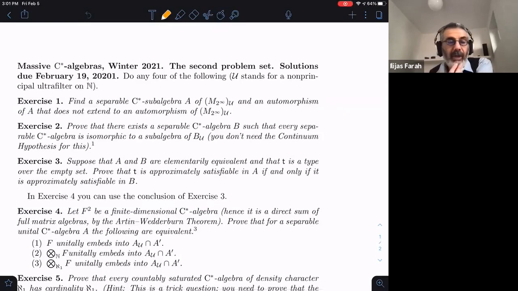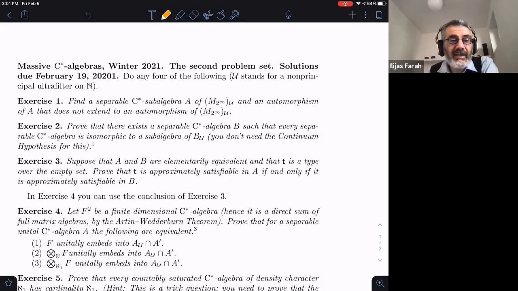Some of the questions are different statements that I mentioned in passing in class and either said they are exercises or sort of gave some hint of why they should be true. Some of them are quite important, which is why I'm giving them for homework. So exercise number one: a separable subalgebra of an ultrapower of the Calkin algebra, and an automorphism of that algebra that does not extend to an automorphism of the entire algebra, right? So you just have to come up with another abstraction for extending automorphisms.